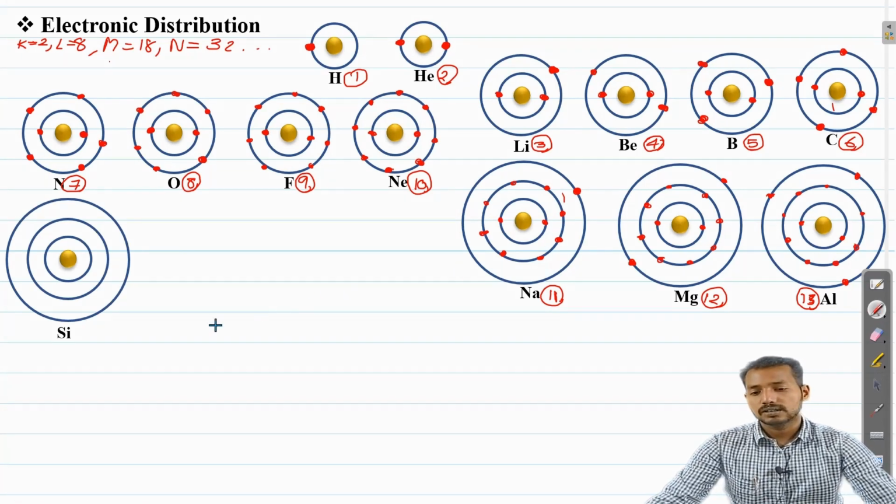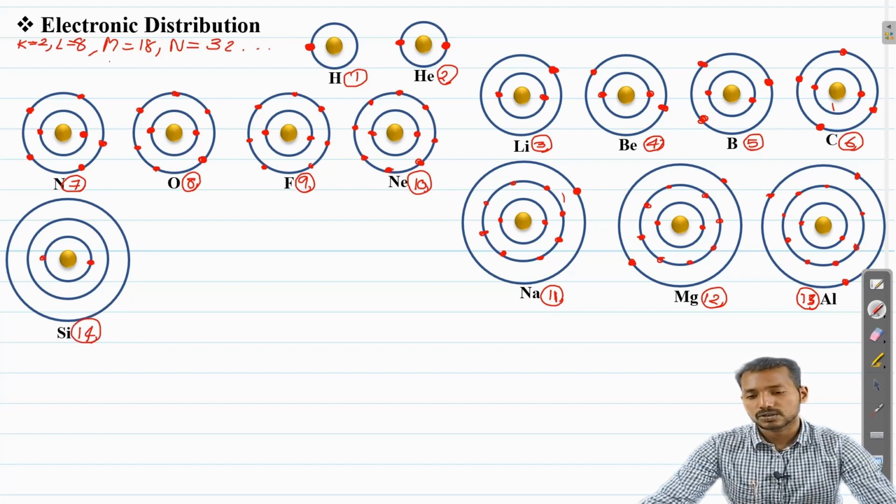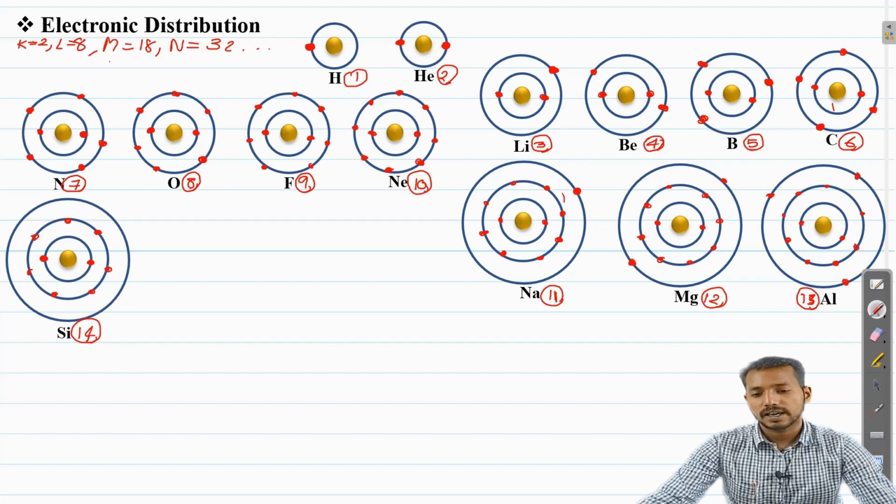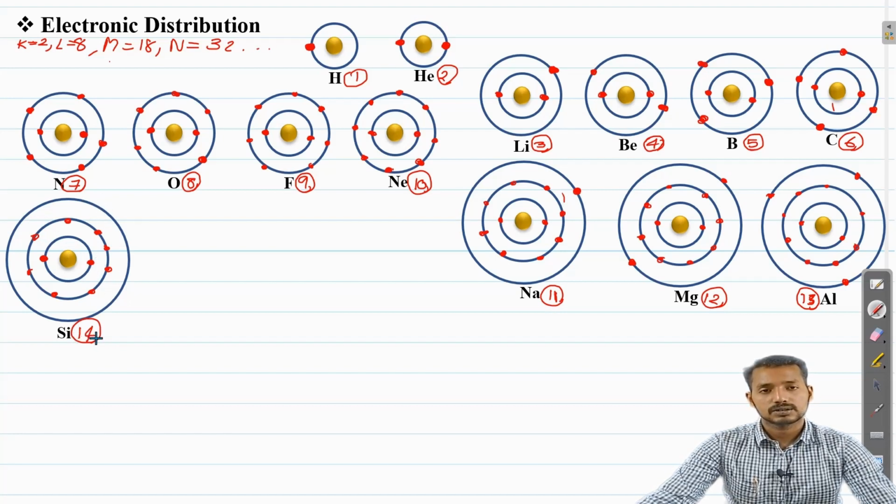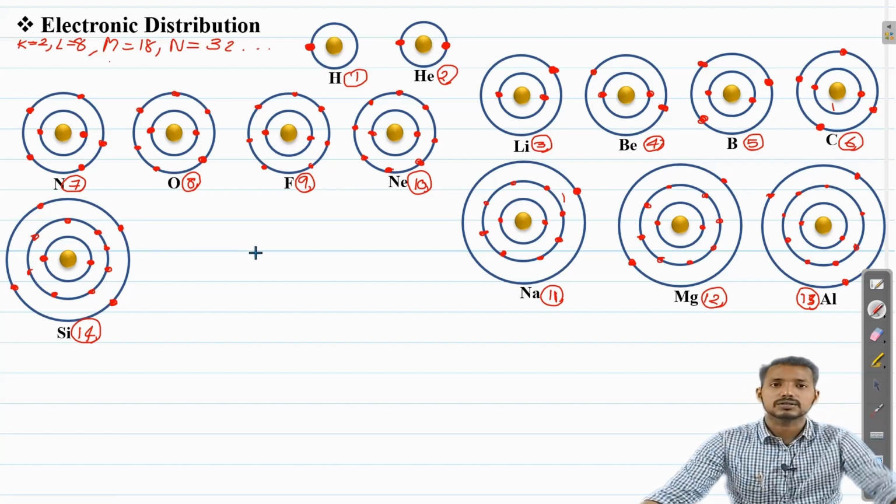Now next one is silicon. In case of silicon, there are total of 14 electrons. So first 2 electrons in the first orbit, then remaining 1, 2, 3, 4, 5, 6, 7, 8. Okay, 8 electrons. 2 plus 8 is equal to 10. Then total 4 electrons remaining now. So that remaining 4 electrons will be in the outermost orbit. This is the outermost orbit, the orbit which is present in the outer part.